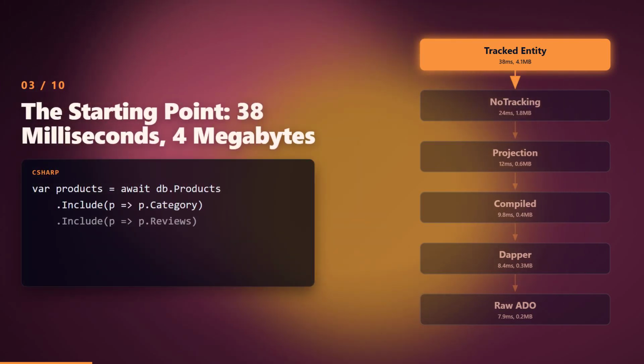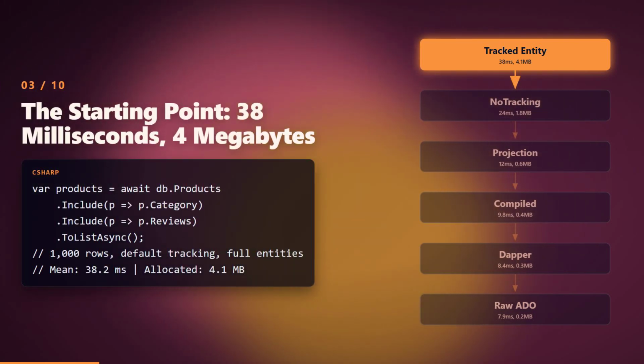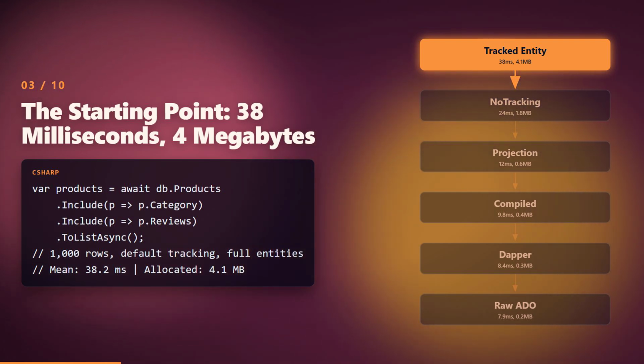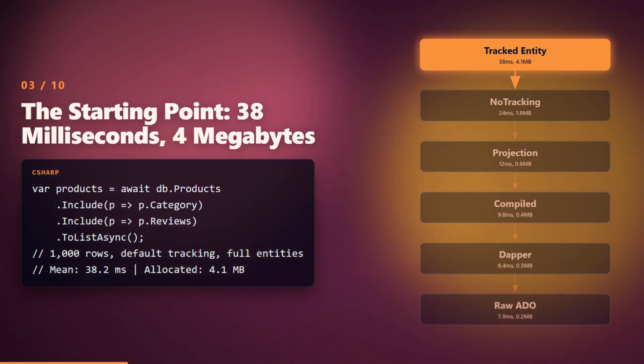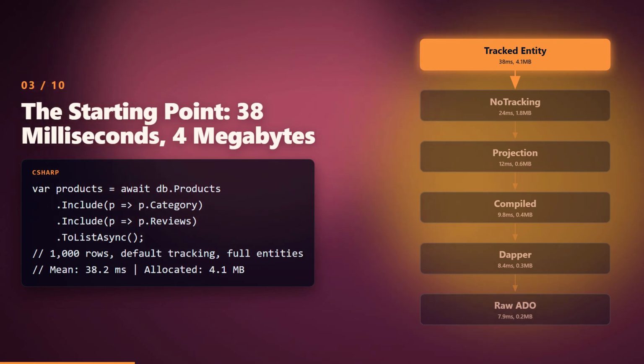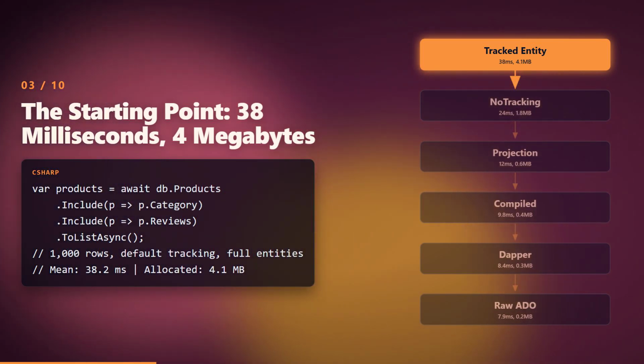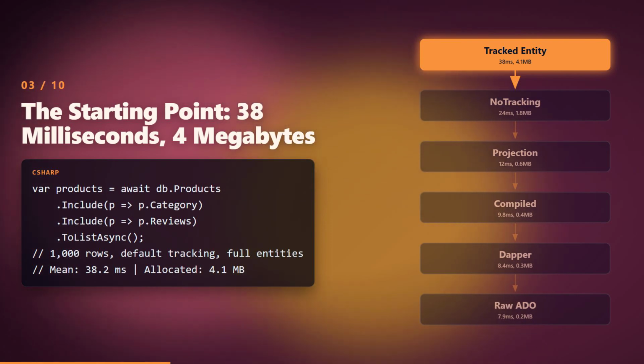Here is a 1000-row product list. EF Core defaults. Included category and reviews, tracked entities. Mean response, 38 milliseconds. 4.1 megabytes of allocations per call. Every query takes a snapshot of every property, ready to diff on SaveChanges. Pure overhead when you are only reading.